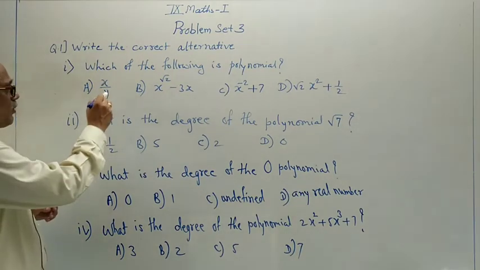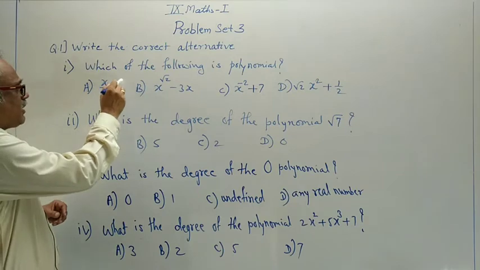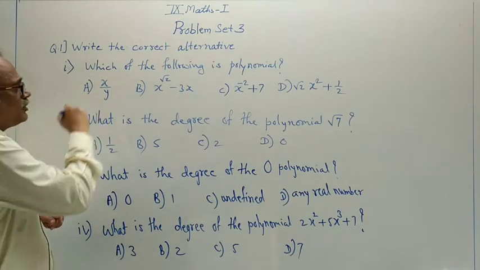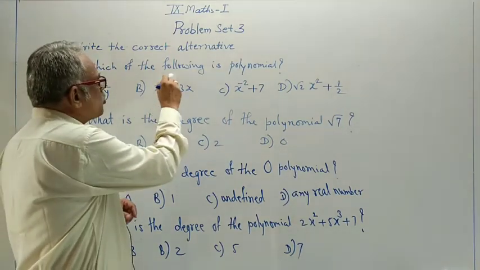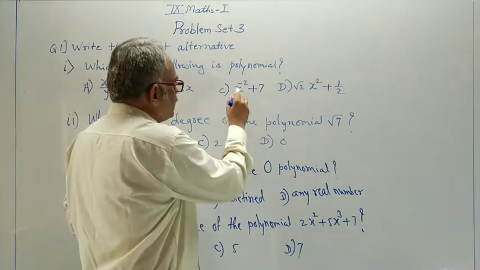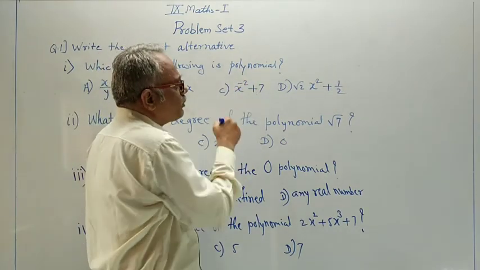It is x upon y. X upon y means x multiplied by y raised to minus 1. So y in the denominator is there, therefore it is not a polynomial. It is x raised to root 2, the index is a root, so it is not a polynomial. Here the index is negative, it is not a polynomial.